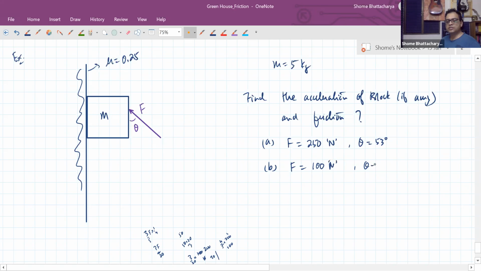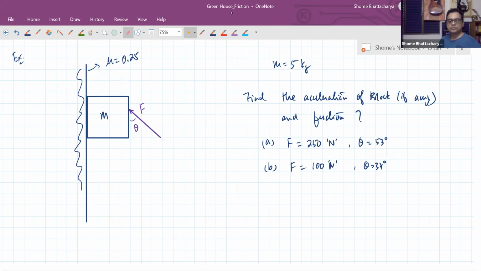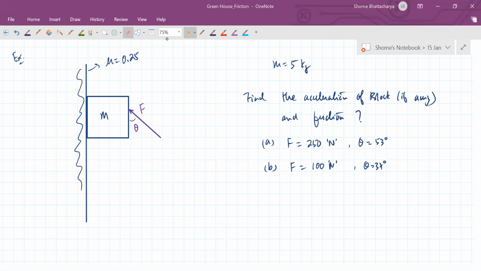100 Newton, then theta is equal to 37 degrees. So just try this question out, people.